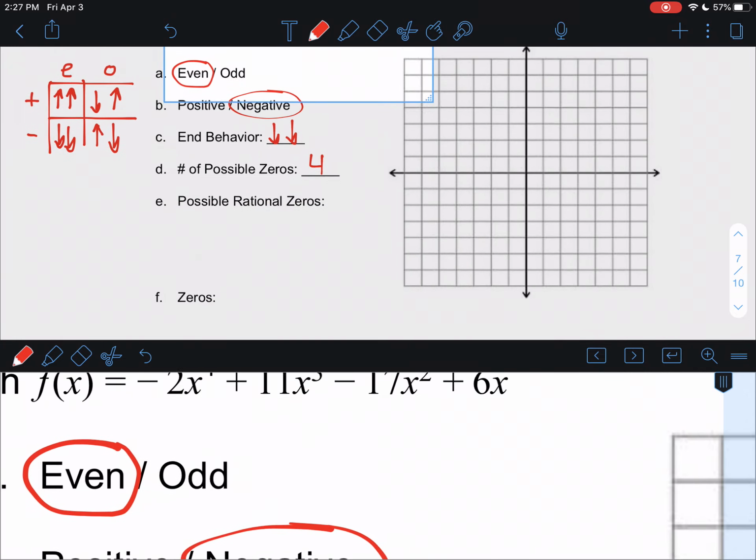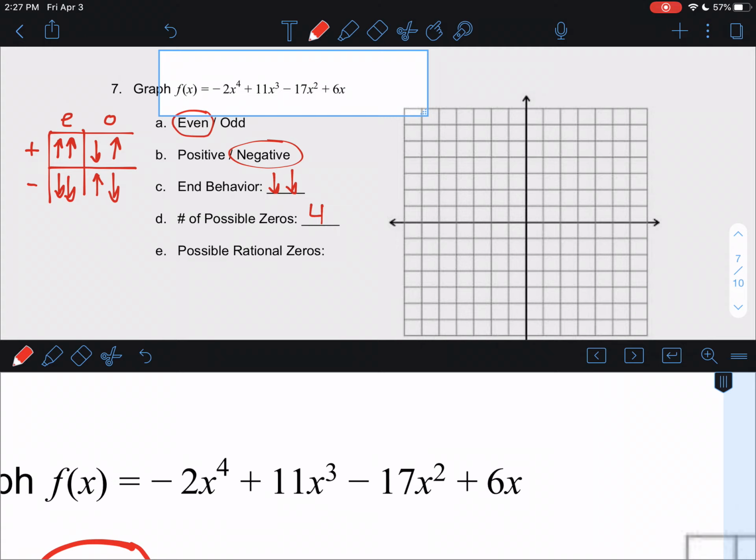And the possible rational zeros, this is where things get tricky. This is why I wanted to do number 7, because to do the possible rational zeros, the first thing you have to do is p over q. And p is the factors of the constant. But there is no constant on this, because the last number there on the end is 6x. So this is basically 6x plus 0. But I can't find the factors of 0.